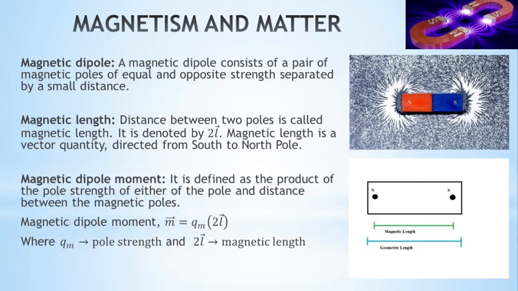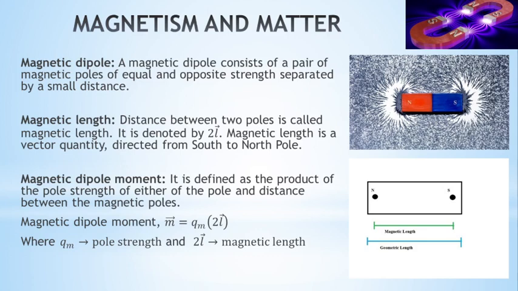And this small magnet has the property to produce a magnetic field, and this is expressed in terms of magnetic dipole moment. Magnetic dipole moment is nothing but the magnetic field produced by a small magnet, and it is defined as the product of pole strength and distance between the two magnetic poles. Therefore, M is equal to Qm into 2L.